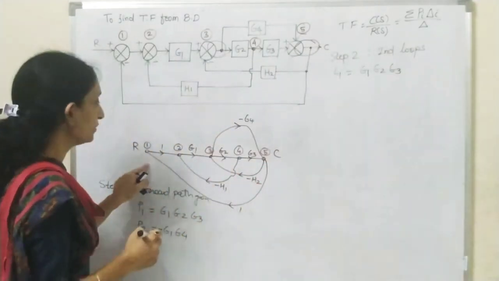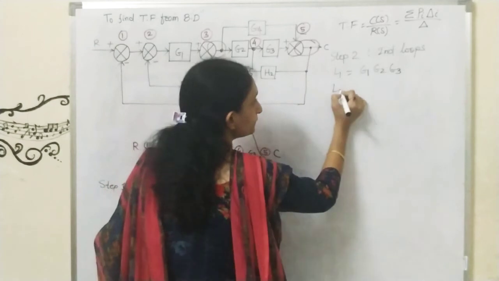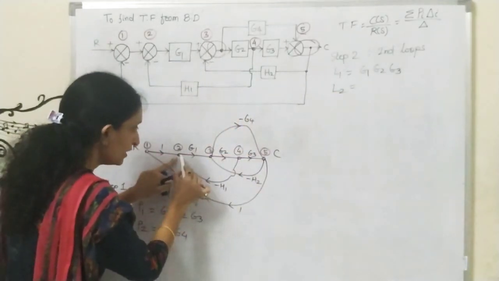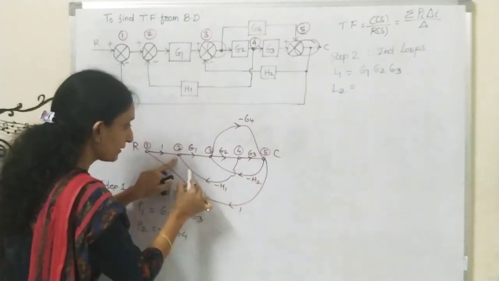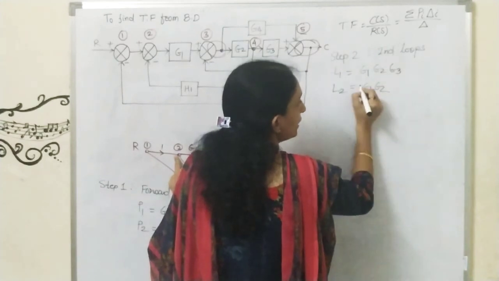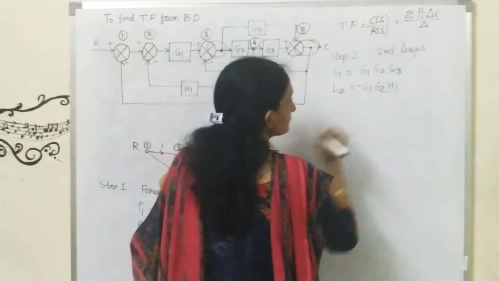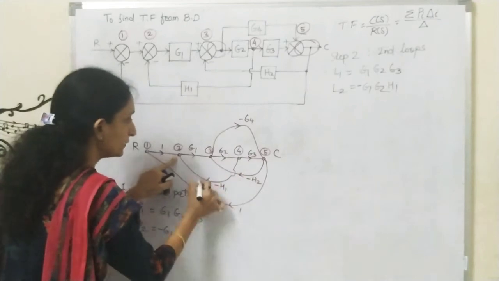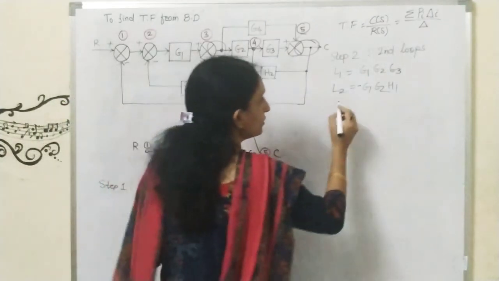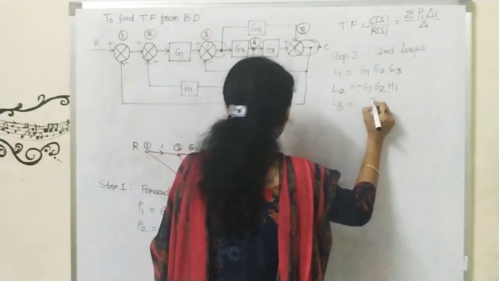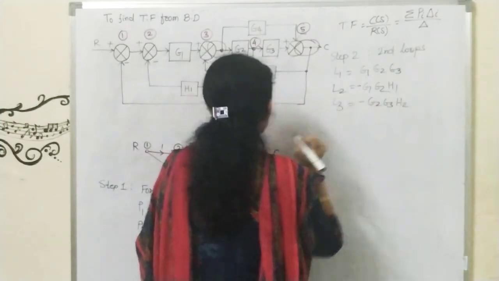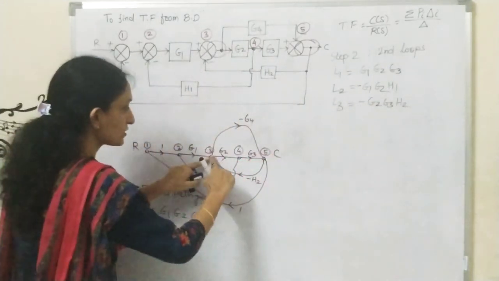Next, loop number 2. What is loop number 2? Now I will consider this smaller loop, G1, G2 and minus H1. So I will write G1, G2 and minus H1. Okay, so I have taken this loop. Now see, here one more loop is there, G2, G3 minus H2. So I will write L3 is equal to G2, G3 minus H2. So I will put minus here. So this is loop number 3.